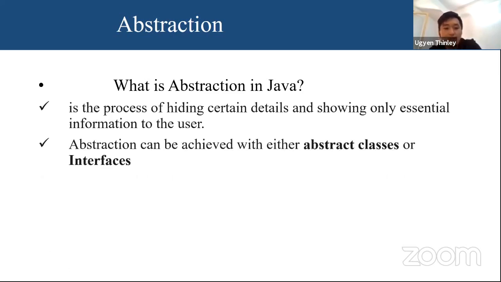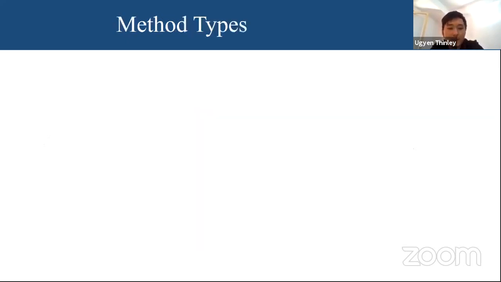The concept of abstraction is achieved with either abstract classes or interfaces. I will take you through abstract classes and interfaces in detail. But before that, I will talk about the method types. There are two method types: normal methods and abstract methods.